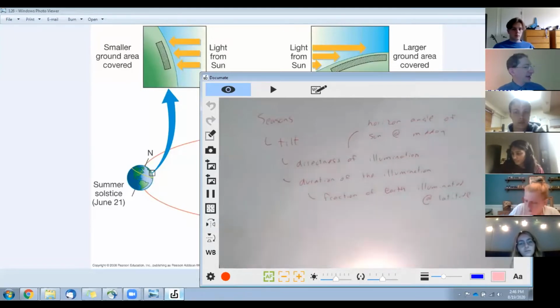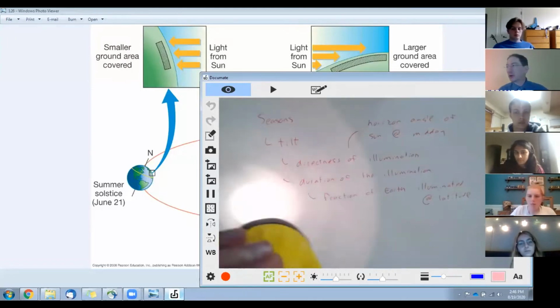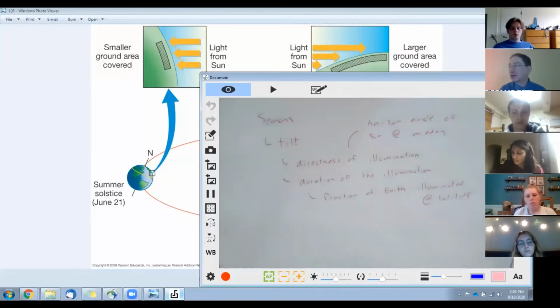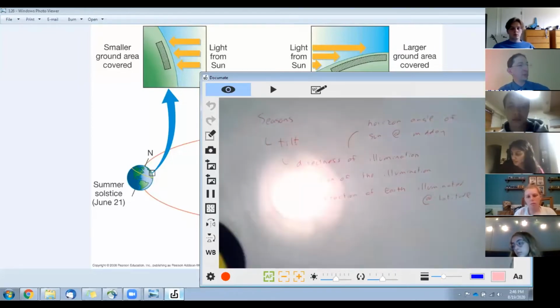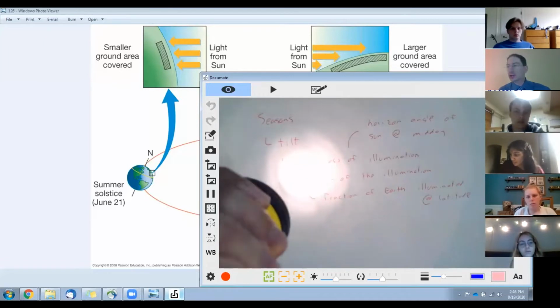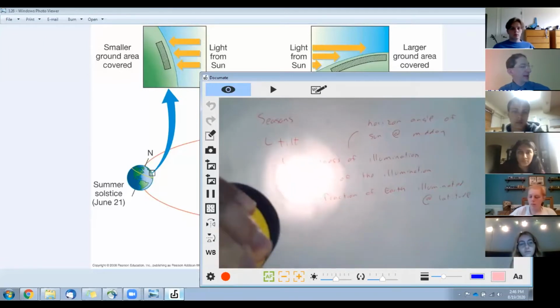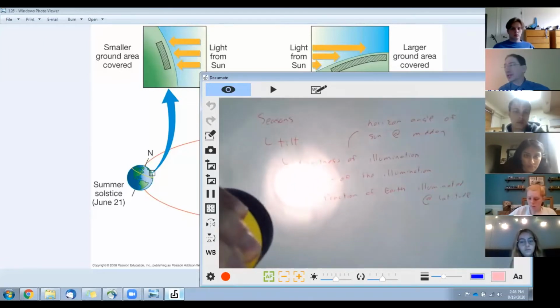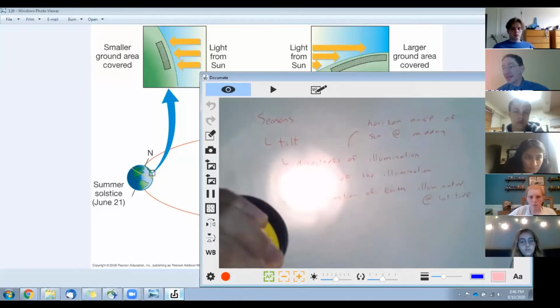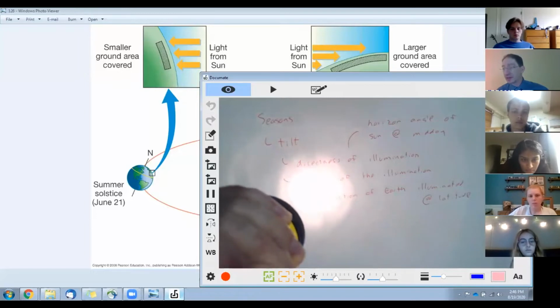But anyway, here I have a flashlight. The flashlight's going to represent the sun. This down here is the ground. And so here's an example of direct illumination. The sun is directly overhead, and the flashlight casts a certain amount of energy into a small area. So that's a lot of energy per unit area. It's concentrated. So if you're in that area, you're going to warm up more quickly.